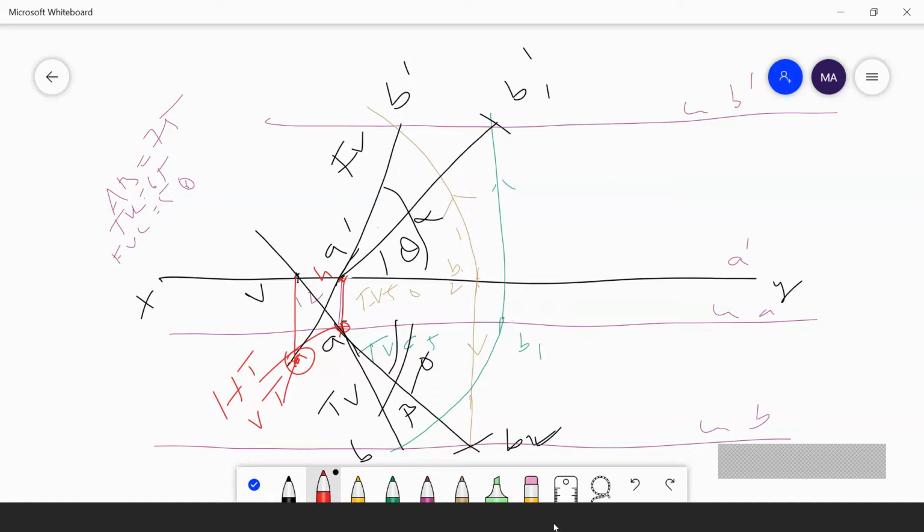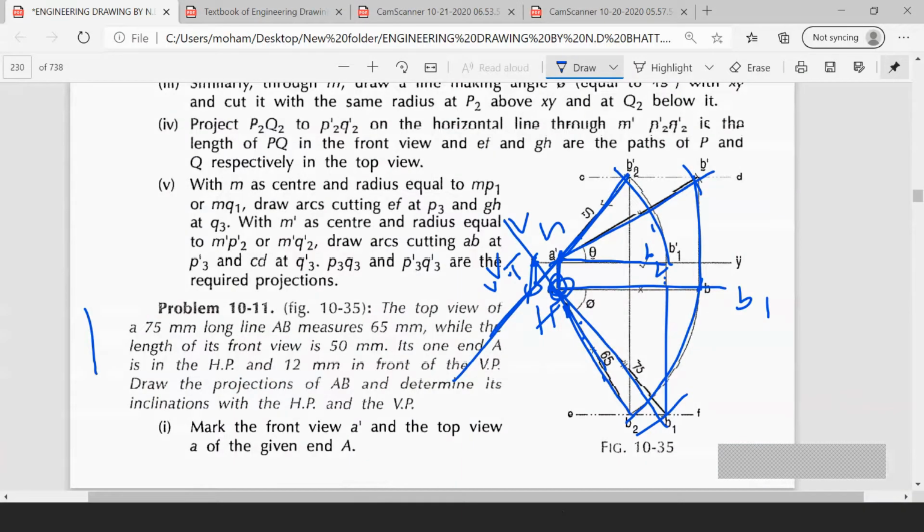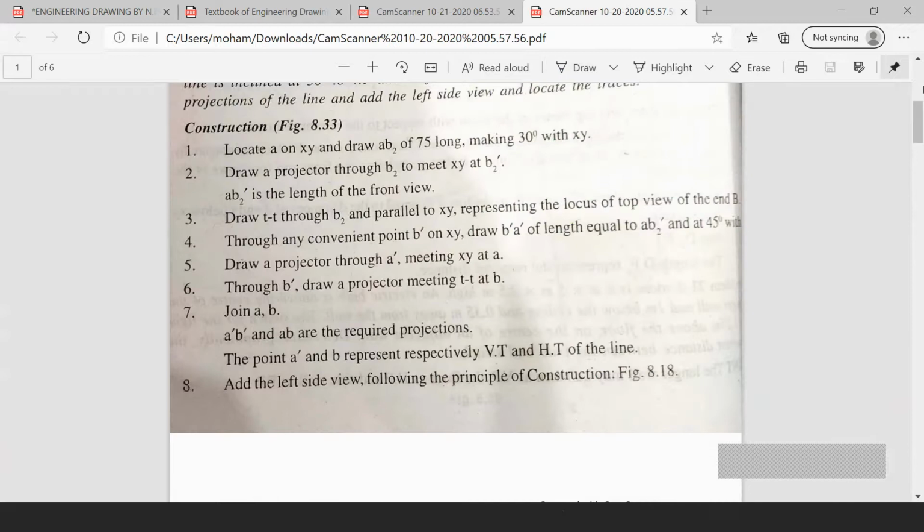Uma, is it clear? Okay, right. Next, I am going to the next problem. This is the last problem from the line.